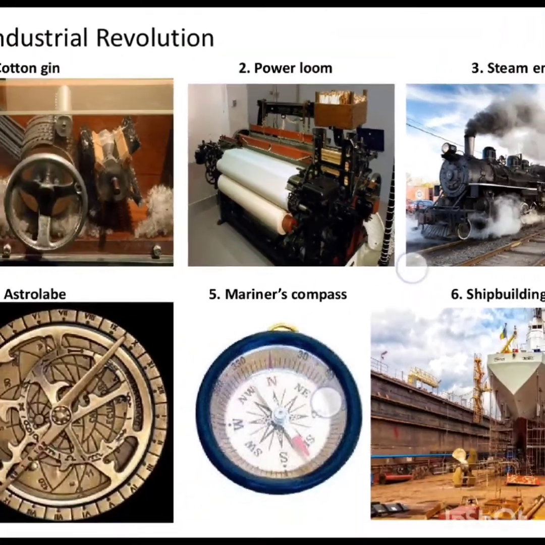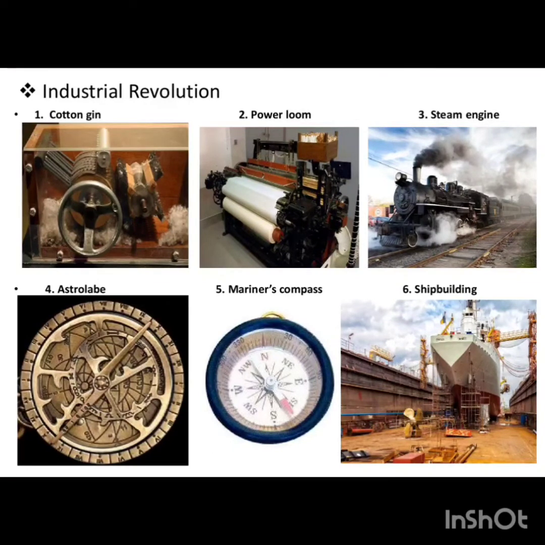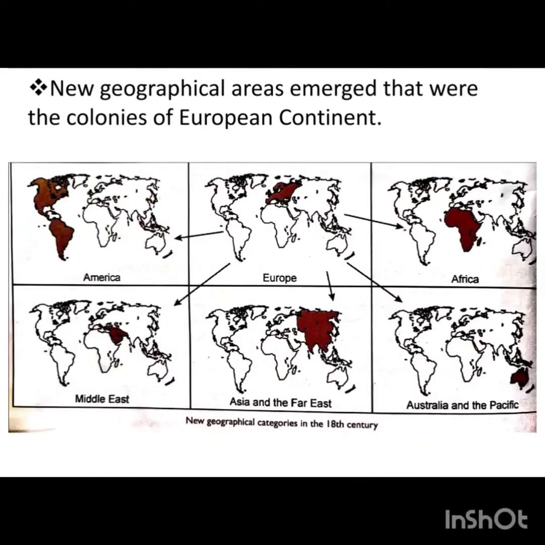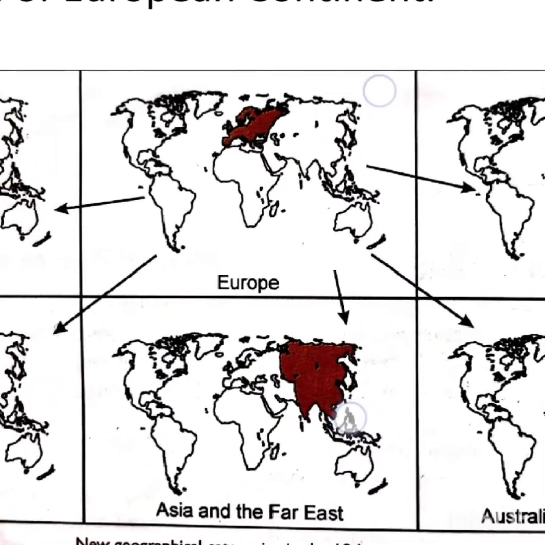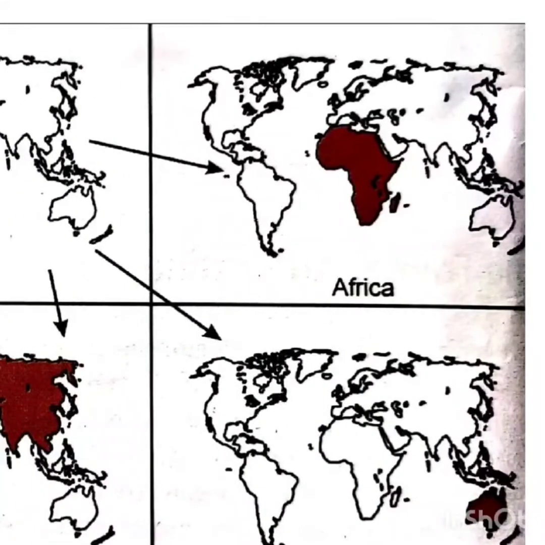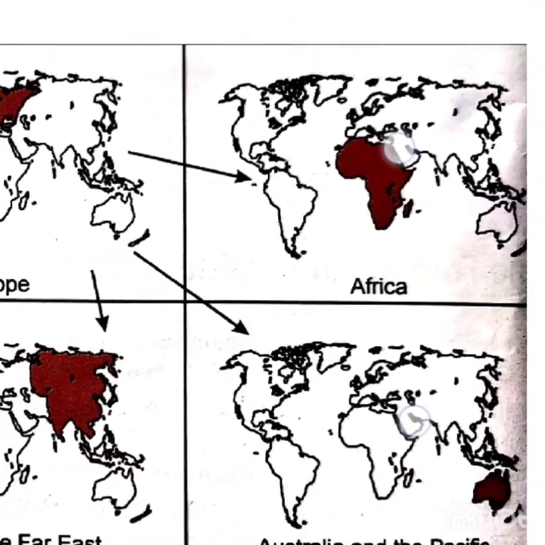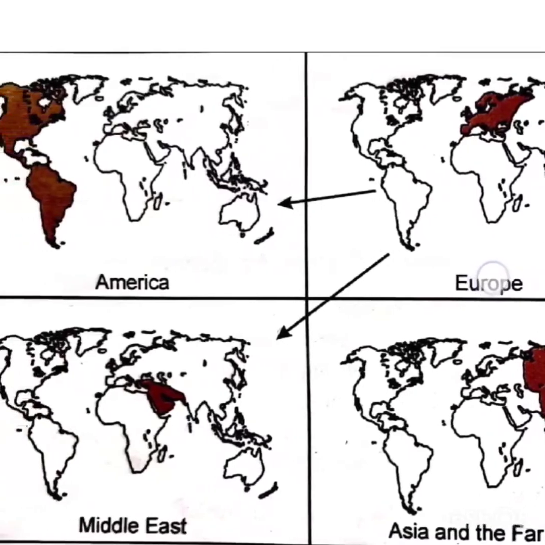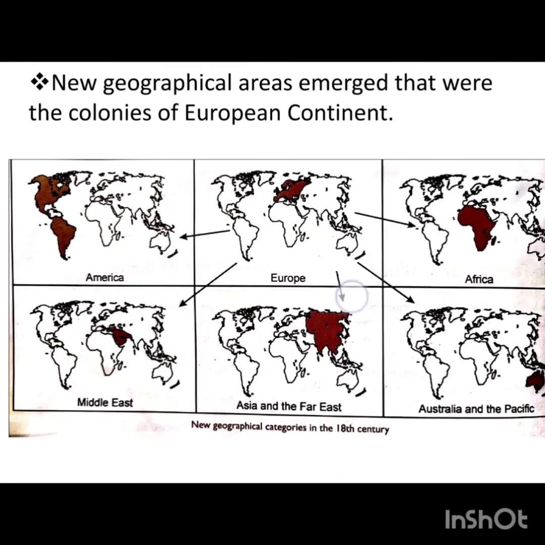Through these various discoveries, Europeans got to know about the vast areas all around the world. The race for capturing these new unexplored areas resulted in the establishment of various colonies. Now, what is colonies? Colonies are the areas that are ruled, administered and controlled by Britishers. This is how Europeans were attracted towards the different parts of the world as shown in this picture. This picture is all about new geographical areas that emerged, that were the colonies, or else we can say that were controlled by the European continent. So this is Europe, and these are the continents that were controlled by Europeans. That is Africa, Australia and Pacific, Asia and the Far East, Middle East and America. So all these were the colonies of the European continent.